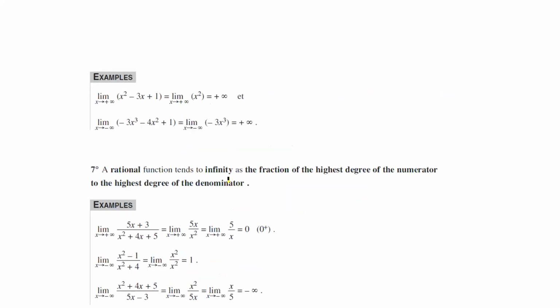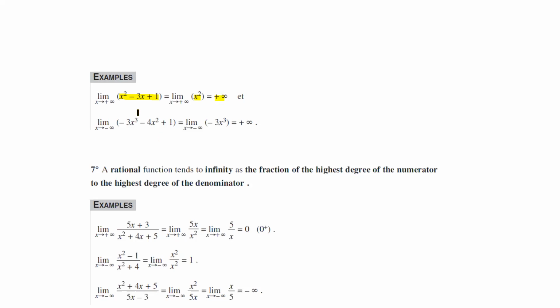For example, this polynomial function: x squared minus 3x plus 1. What is the limit of this function at infinity? X squared. We take the limit of the highest degree. The highest degree is x squared. So it will be plus infinity squared, which is plus infinity.